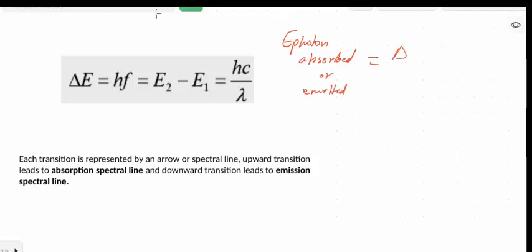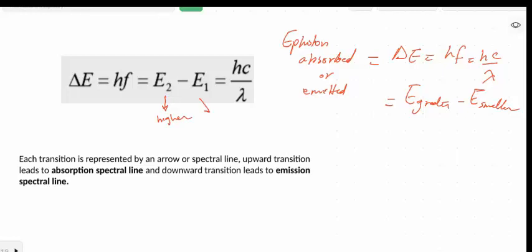It's equal to the change in energy, which is equal to hf, which is equal to hc over lambda. And always, as I told you before, you write the E of the greater or higher minus the E of the smaller to get a scalar value. You get the idea? So E2 means the greater, the higher energy, and this is the lower energy, to get E photon positive. This is very important. Each transition is represented by an arrow or spectral line.